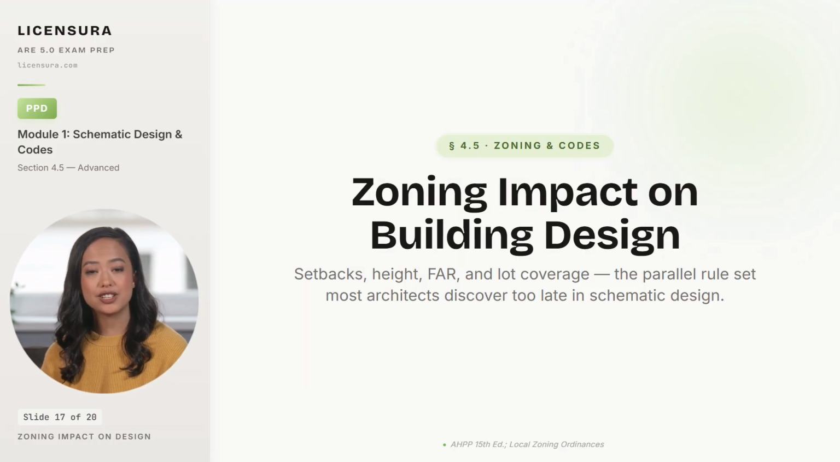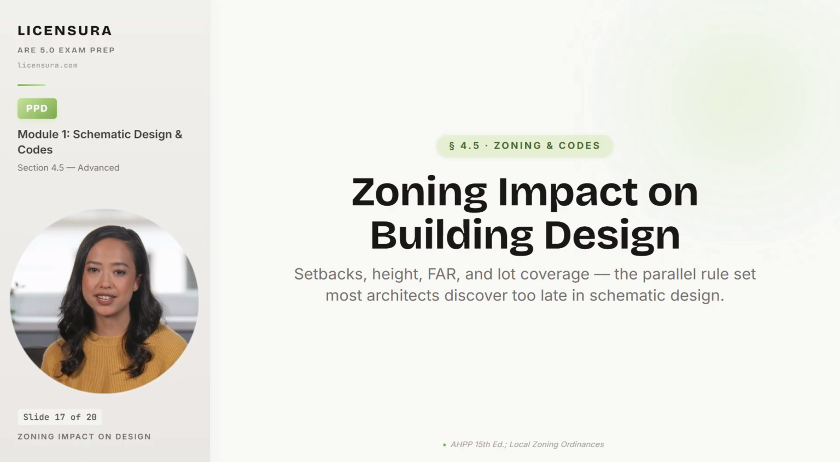Most architects treat zoning as a checkbox at the front of schematic design. Verify the use is permitted, confirm the setbacks, move on. You cannot. Zoning runs on a track parallel to the IBC, and both must be fully satisfied before any permit is issued. The IBC asks whether the building is safe. Zoning asks whether the building belongs on the site. The two answers can diverge sharply.